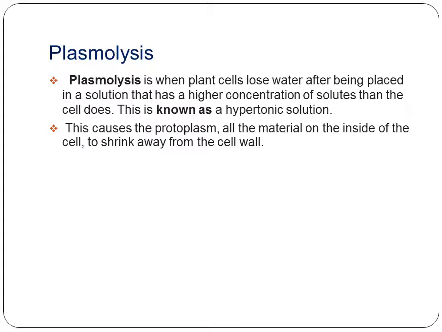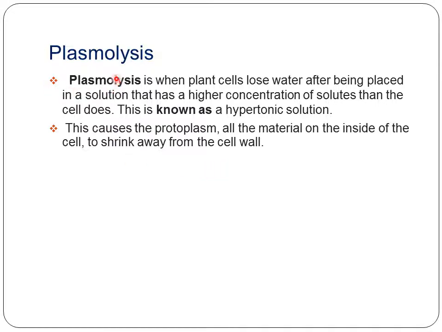Now here comes the main topic of today, the plasmolysis. Now what is it? Plasmolysis happens when you are placing the cells in a solution which has a higher concentration of solute than the cell itself has. So what is that type of solution called? Hypertonic solution. So students, I feel you have gone through the lesson of tonicity which I have already taught earlier. This causes the protoplasm and all the material on inside of the cell to shrink away from the cell wall. We will see in diagram also what is happening.